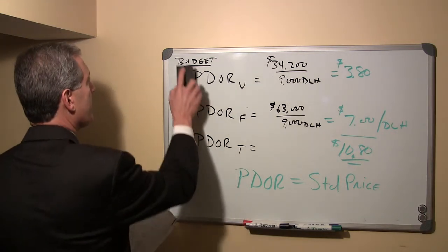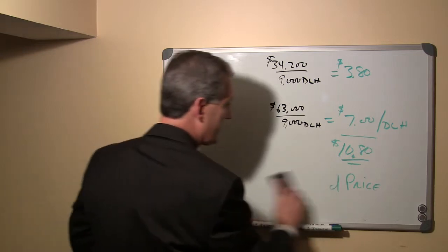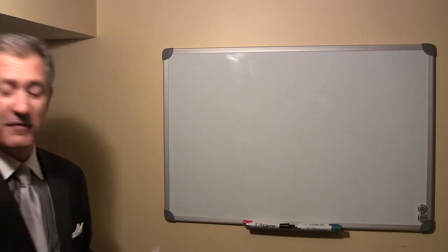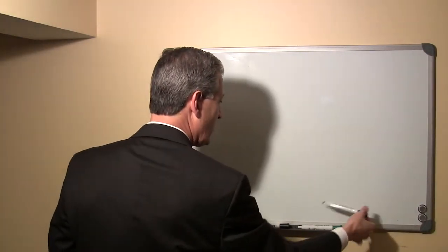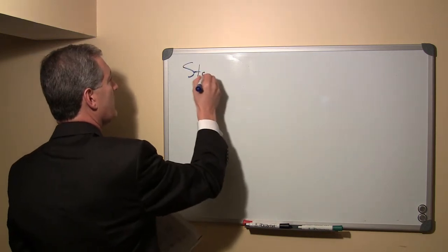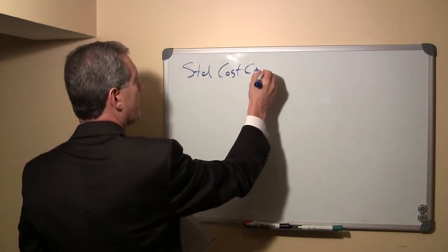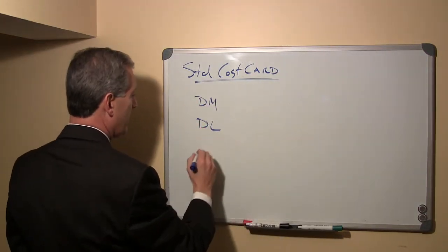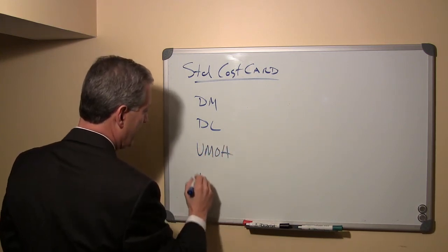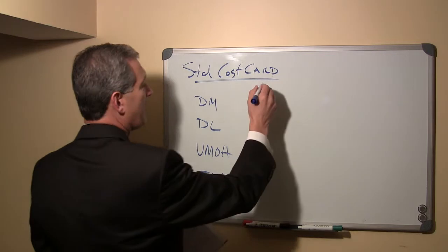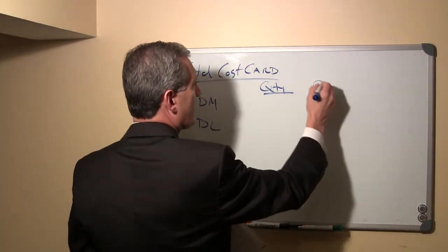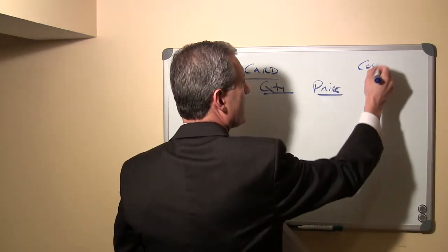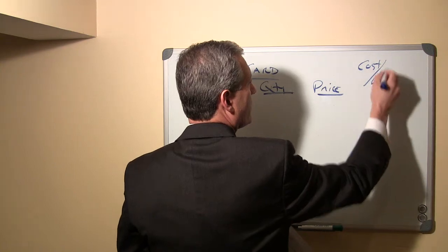The second step in variance analysis, as I've pointed out to you, is that you need to be able to prepare and fully understand the standard cost card. That is the standard cost card, which is made up of direct materials, direct labor, variable manufacturing overhead, and fixed manufacturing overhead for both quantity and price. And we want to calculate cost per unit.